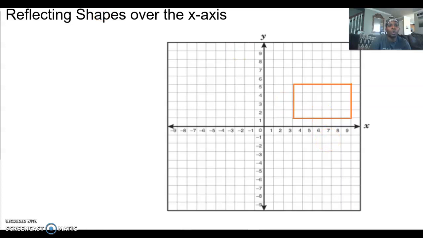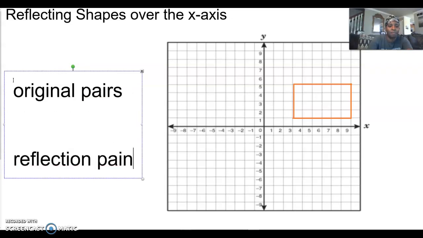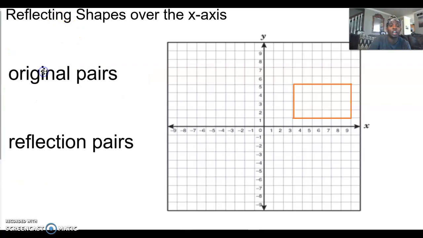Yesterday, if you notice, when we were reflecting the shapes over the y, what coordinate changed? The x coordinate changed. So today we're reflecting our shapes over the x, so we're going to find out what coordinate will change today. Just like yesterday, you're going to write original pairs, and then underneath here is where we'll write our reflection pairs. That means the new pairs that we're going to identify in order to reflect our shape. When we're referring to pairs, we're talking about our x and our y coordinates.